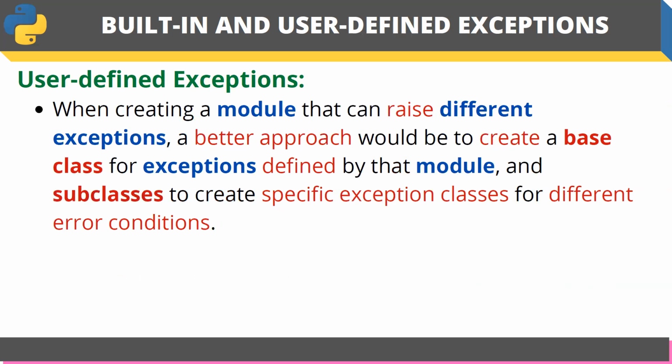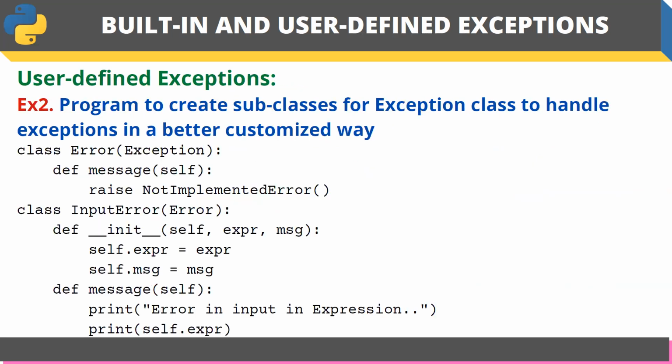When creating a module that can raise different exceptions, a better approach would be to create a base class for exceptions defined by that module, and subclasses to create specific exception classes for different error conditions. So now this is the second example. Here we can create a program with subclasses of the Exception class to handle exceptions in a better, customized way.